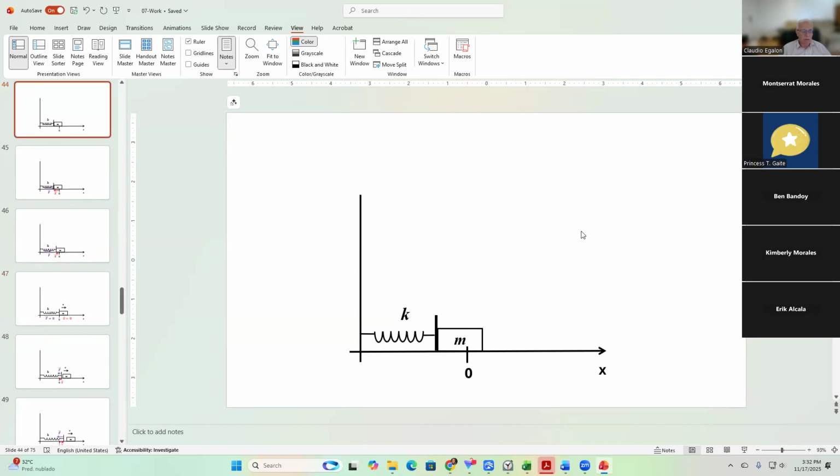Initial velocity is 0, but we do have some potential energy here, potential energy equal to half k x squared. And the potential energy reduces to 0, but the mass now has this kinetic energy, half m v squared. Got the idea?